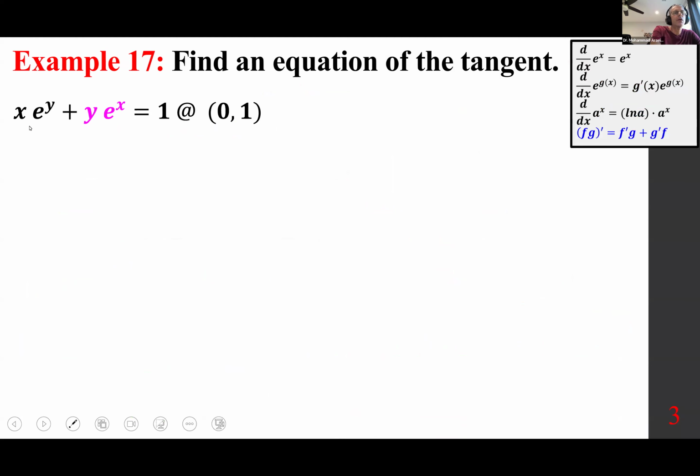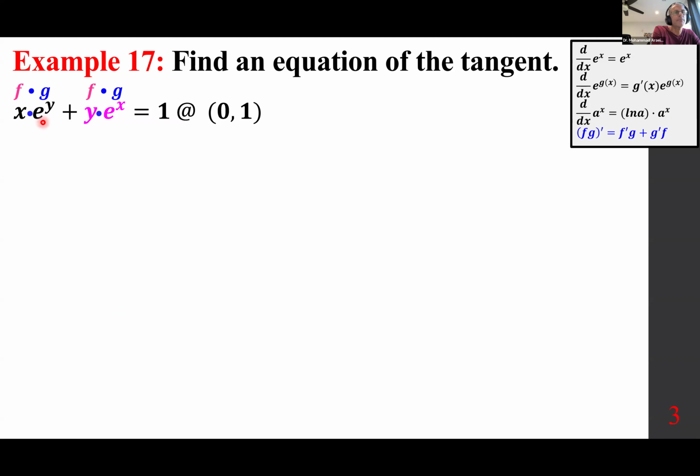Find an equation of a tangent line, and obviously we are going to use implicit differentiation. Notice this is x times e to the power of y. This is y times e to the power of x, and so we're going to use the product rule first and foremost to come up with the derivative, and then the slope by plugging in.